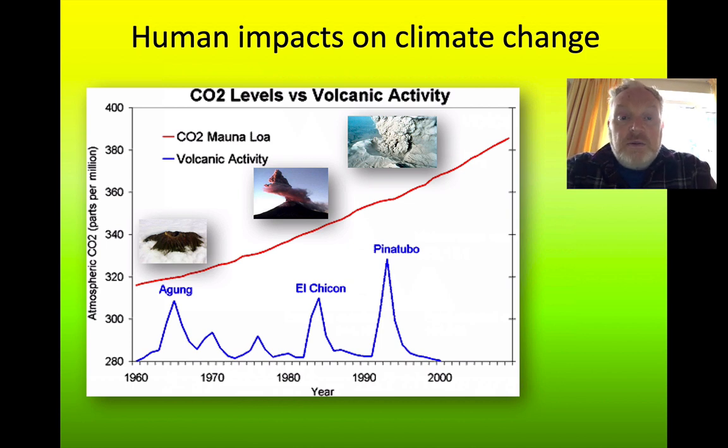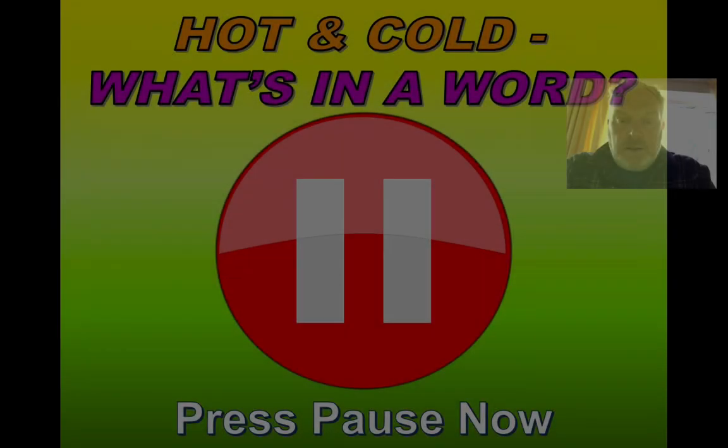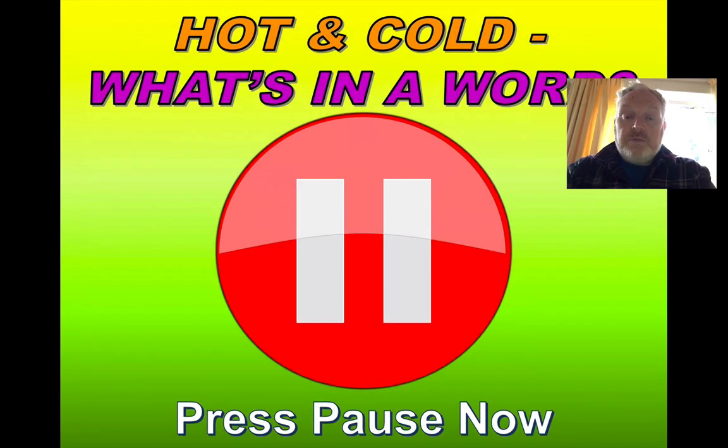As well as that, we can also have a look at this. This is looking at some of the biggest eruptions of the last 50, 60 years or so. The blue line here shows the input of carbon gases from volcanoes, and in particular the effect of these big eruptions. The red line is the CO2 that's measured at Mauna Loa. What effect have they had? So, press pause now, have a go at question 7, see what you come up with.